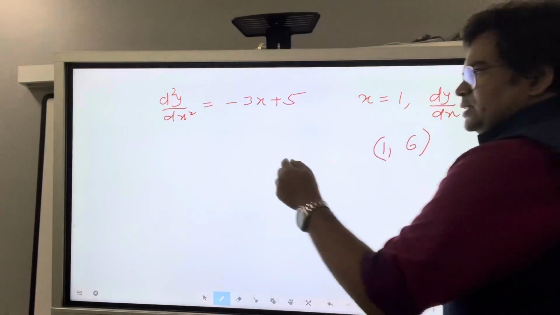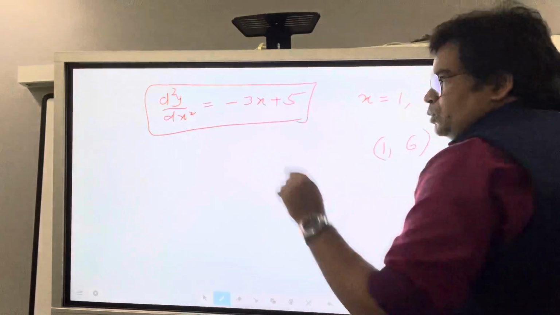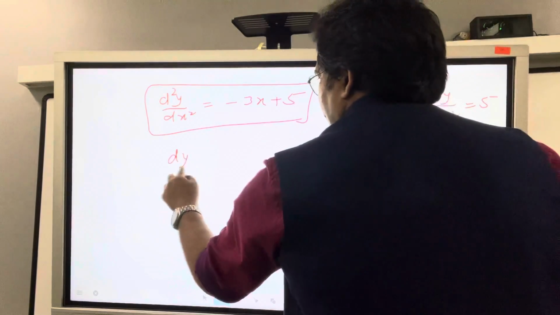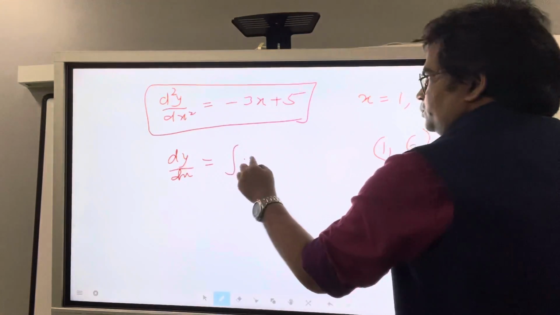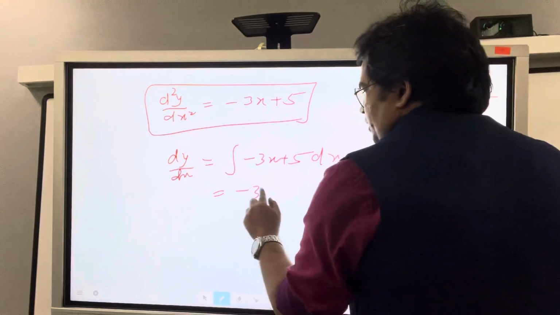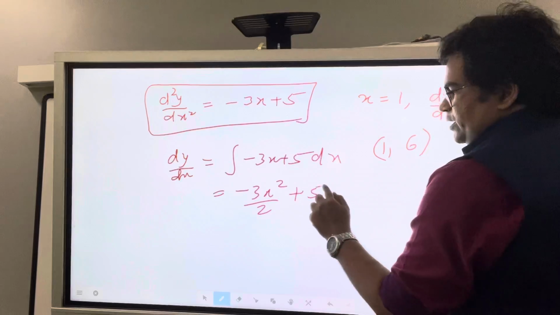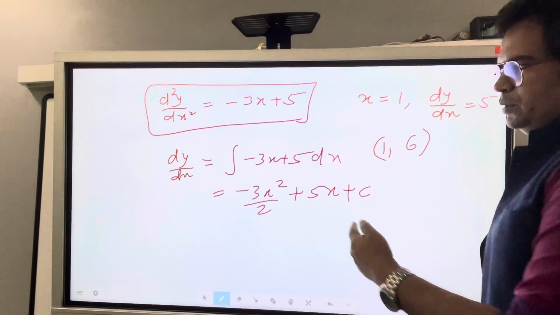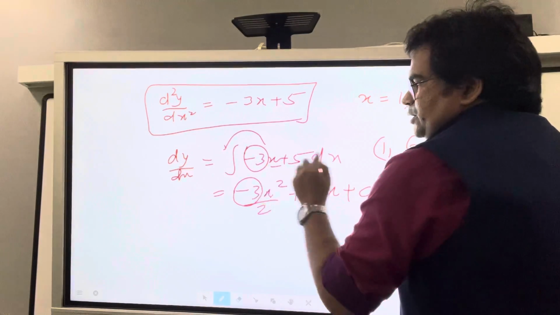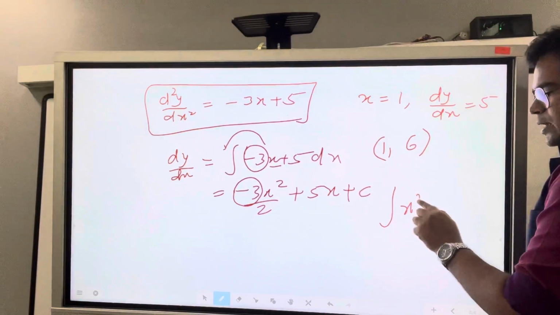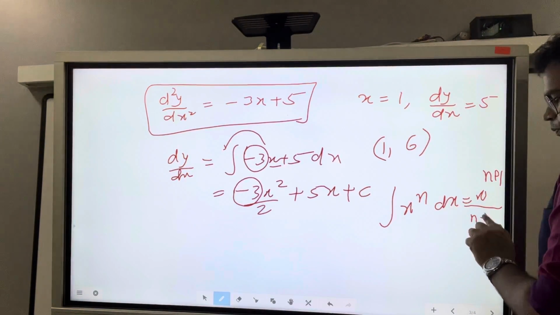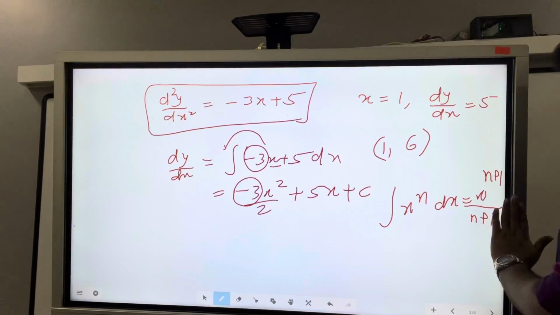So first what you're going to do is, since the second derivative has been given, we integrate it, so we're going to get the first derivative. So dy by dx is going to be the integration of negative 3x plus 5. So this is going to be negative 3x squared over 2 plus 5x plus c. Here just remember that if you've got a constant, you can just take it outside and keep it as it is. Integration of x, you would apply the x to the power n formula, which is x to the power n plus 1 over n plus 1. So this is the basic recap of the formula.